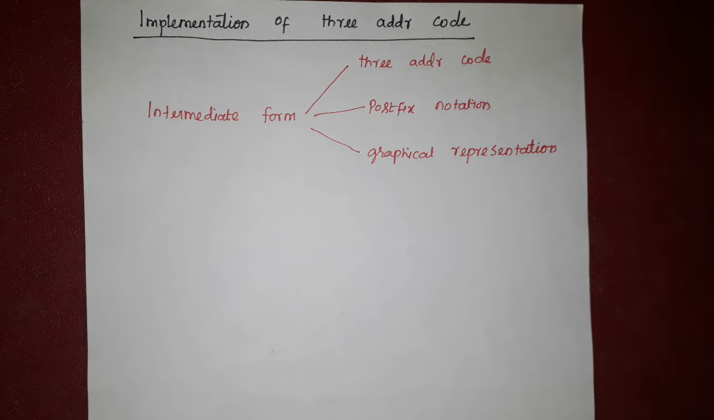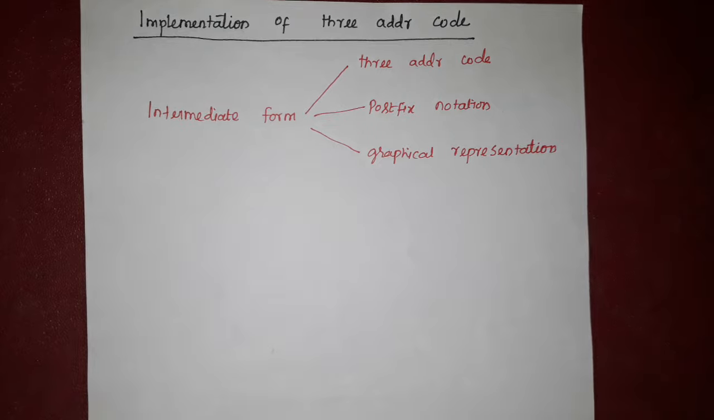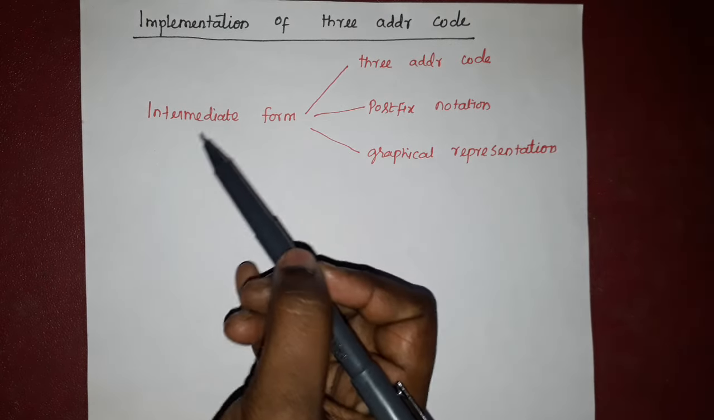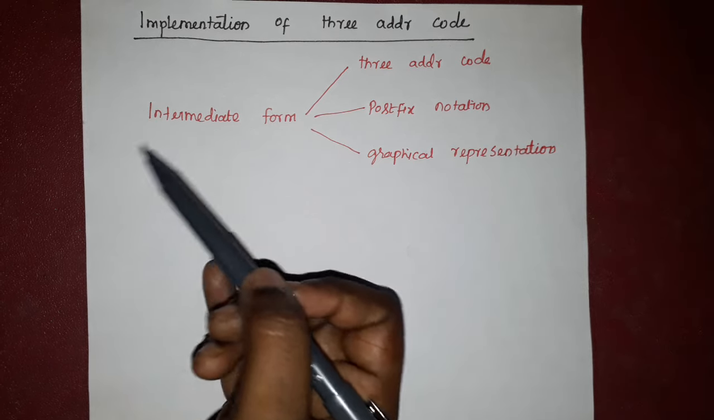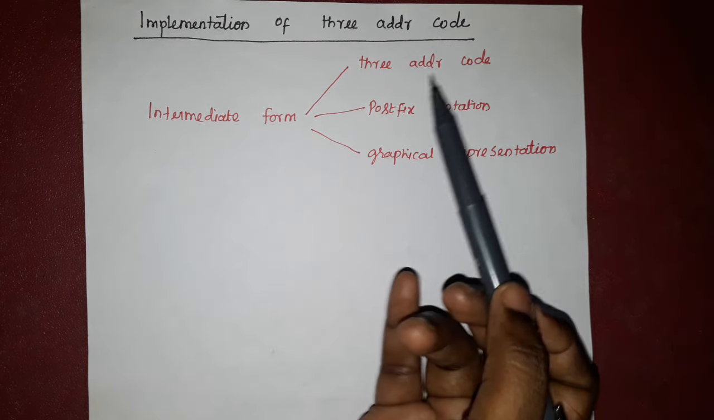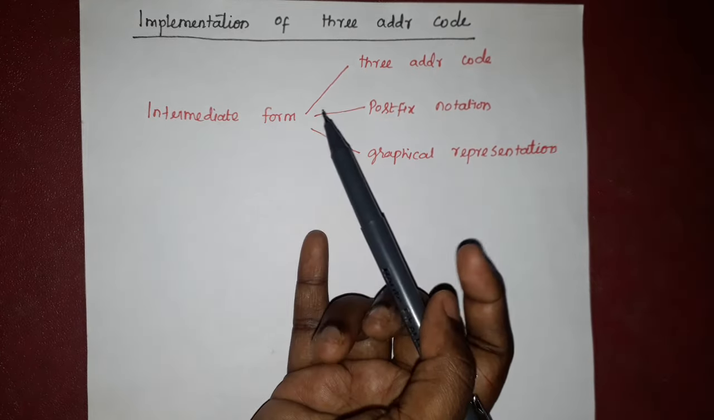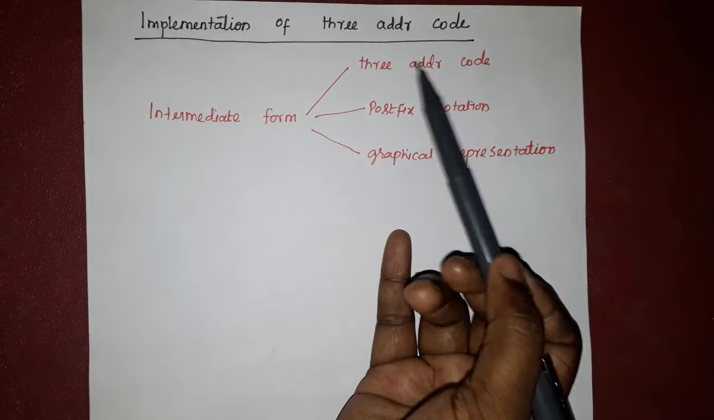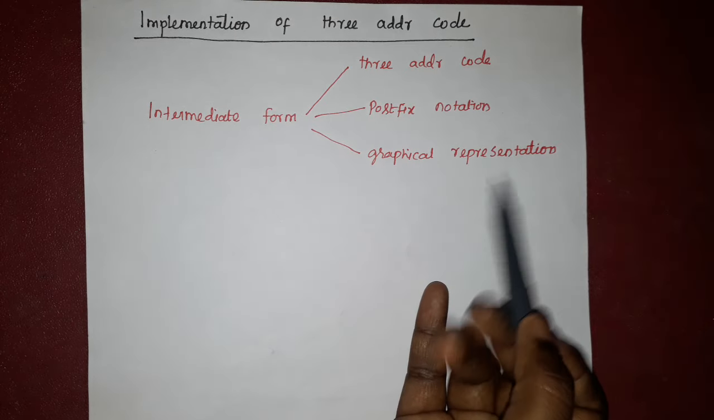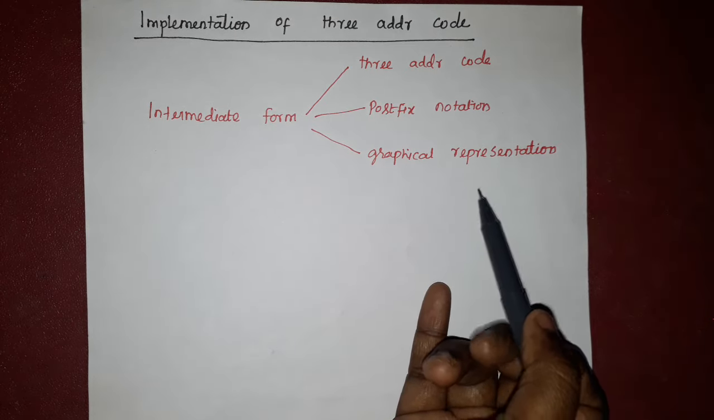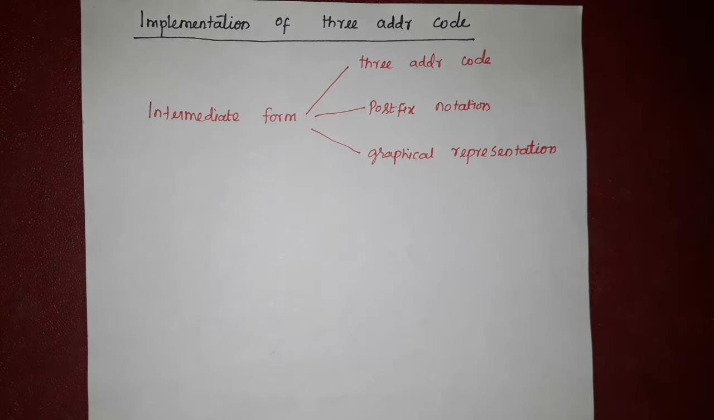Today I am going to deliver the lecture on implementation of three address statement. Three address code is one of the forms of intermediate representation. It is nothing but in between the source and target program. There will be three types in intermediate representation of the source program: three address code, postfix notation, and the final one is graphical representation, which is a syntax or parse tree. So three address code is one of the forms of intermediate representation.